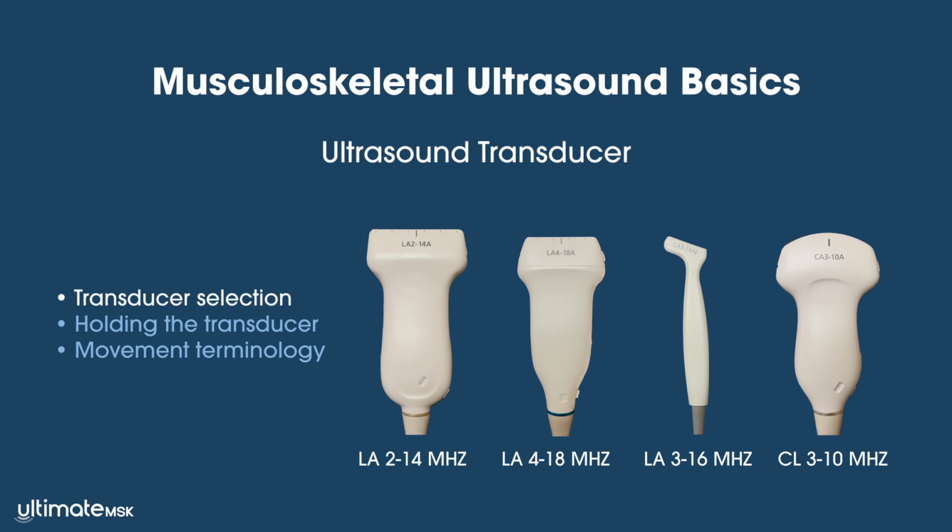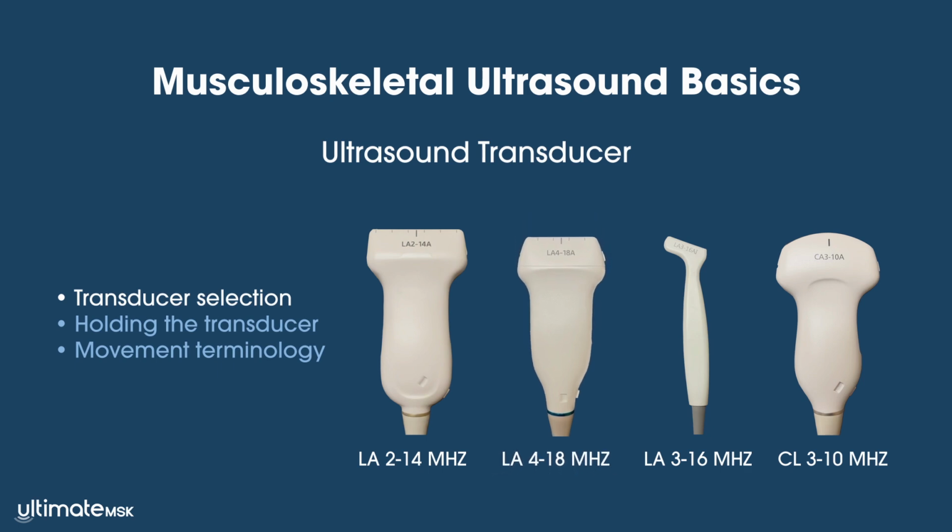The 4 ultrasound transducers shown each have a different range of frequencies. The transducer on the left has a frequency range from 2 to 14 MHz and a relatively wide footprint. I refer to this type of transducer as a workhorse because it performs well for both superficial and deep structures, making it highly versatile. The linear array 4 to 18 transducer is ideal for superficial structures such as the wrist, hand, ankle, and foot. However, I have found it can also produce excellent images of the shoulder, elbow, and knee depending on the patient's body habitus.